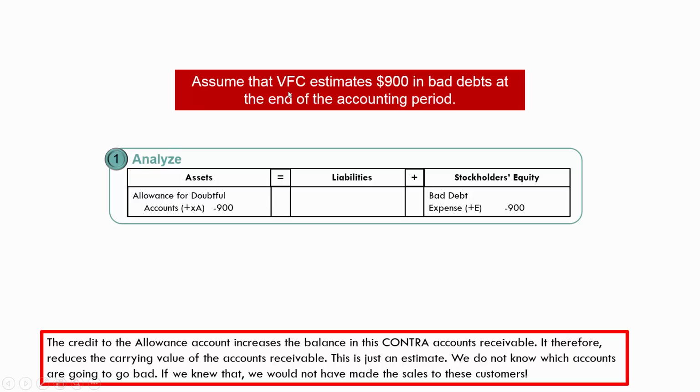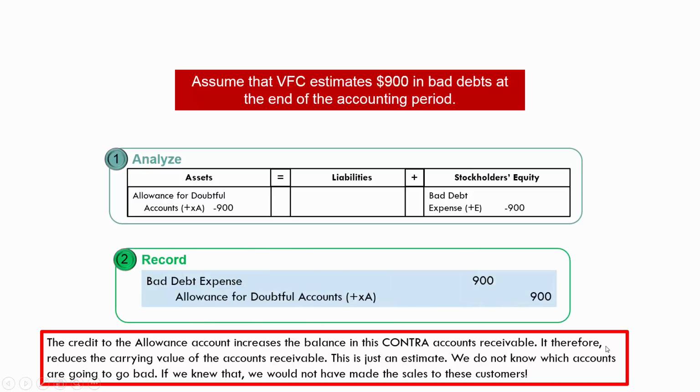Here we have VFC estimating $900 in bad debt at the end of the accounting period. So before preparing their financial statements, they are going to estimate how much bad debt they'll have. They record it as bad debt expense, and they're going to credit it and put it in this allowance for doubtful accounts. This is going to increase our allowance for doubtful accounts, which is a contra asset. It is going to, in effect, reduce accounts receivable because you're always going to show the contra account with accounts receivable. So our net accounts receivable is going to go down as a result of this journal entry.